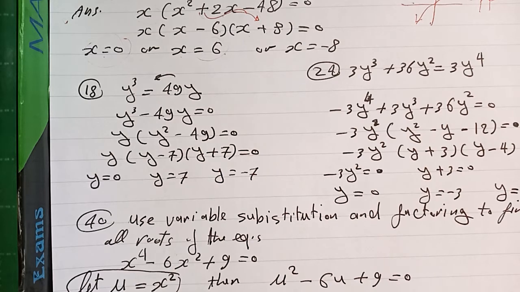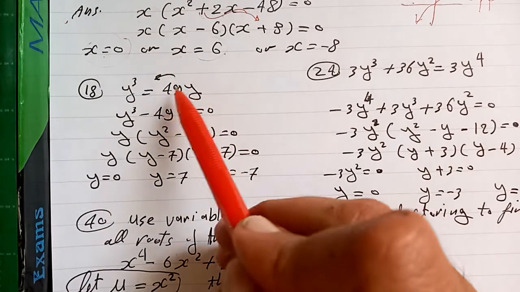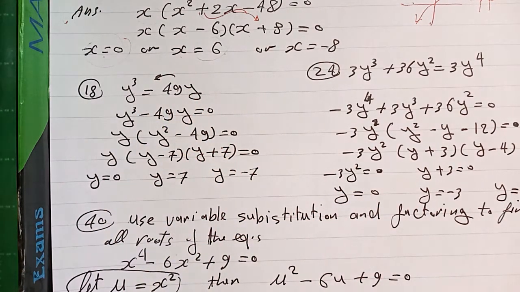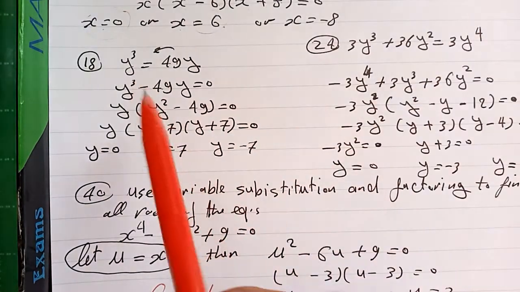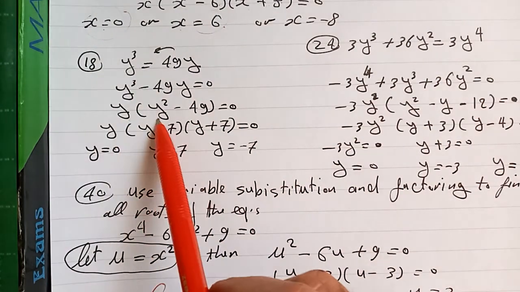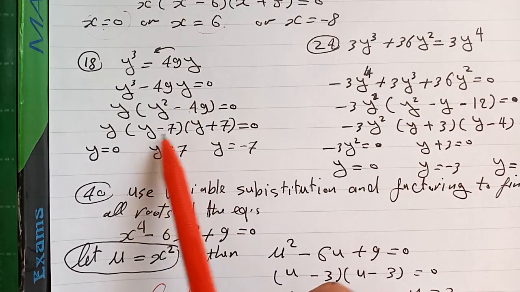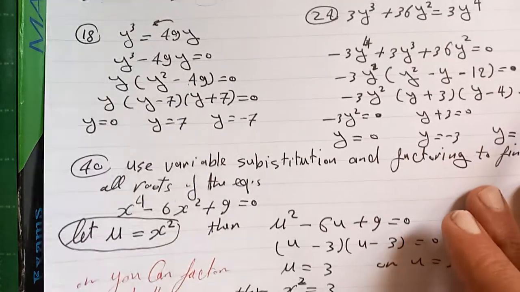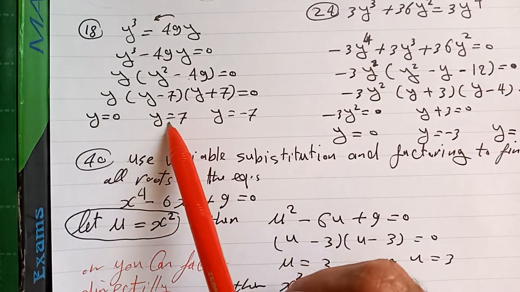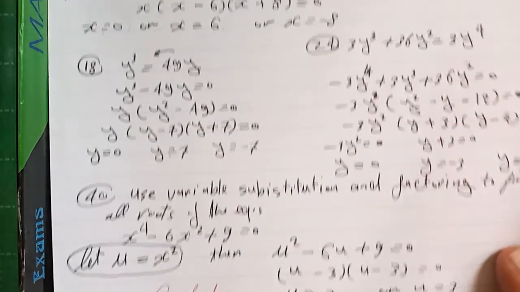And number 18, y cubed equals 49y. Get the 49y to the other side and factorize. Get the y as common factor. It will be y squared minus 49. Factorize this as difference between two squares. It will be y minus 7 and y plus 7. And then it's either y equals 0 or y equals 7 or y equals negative 7.